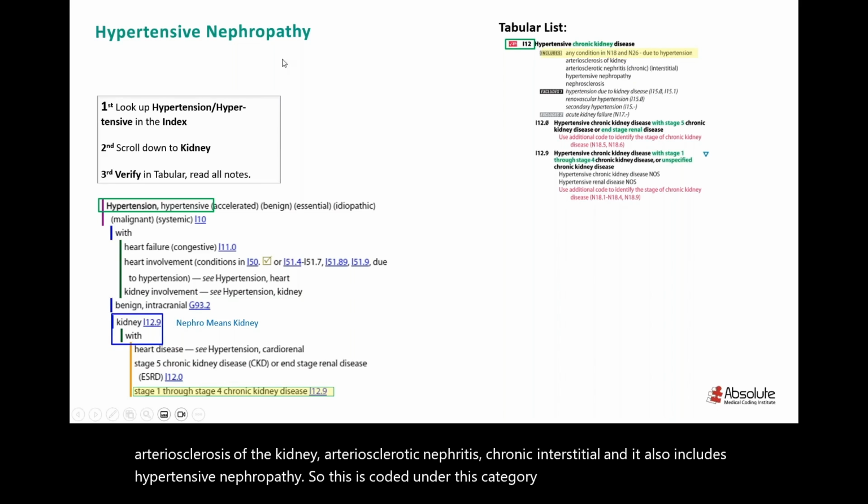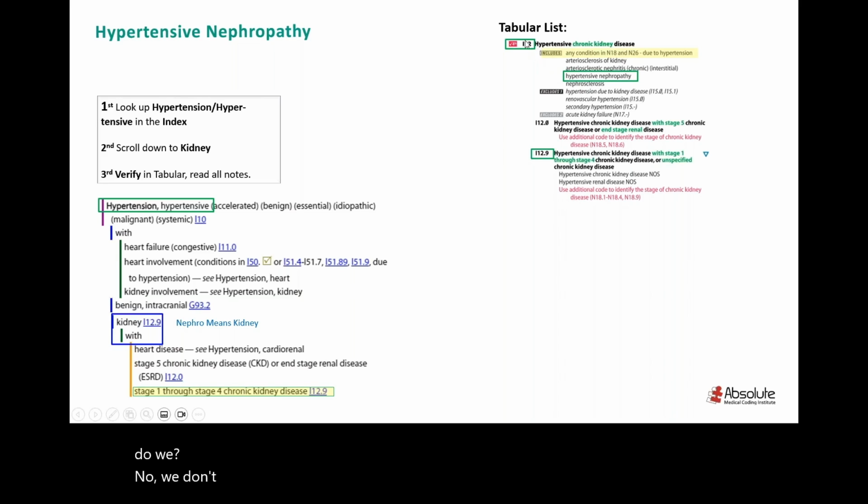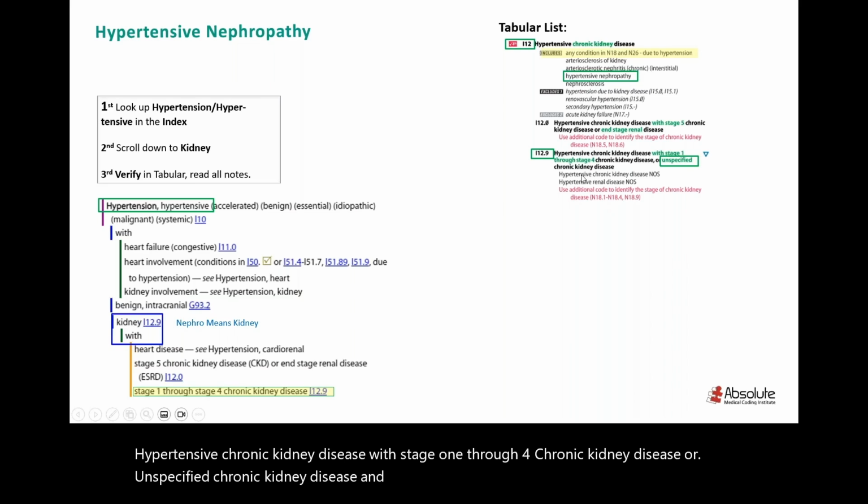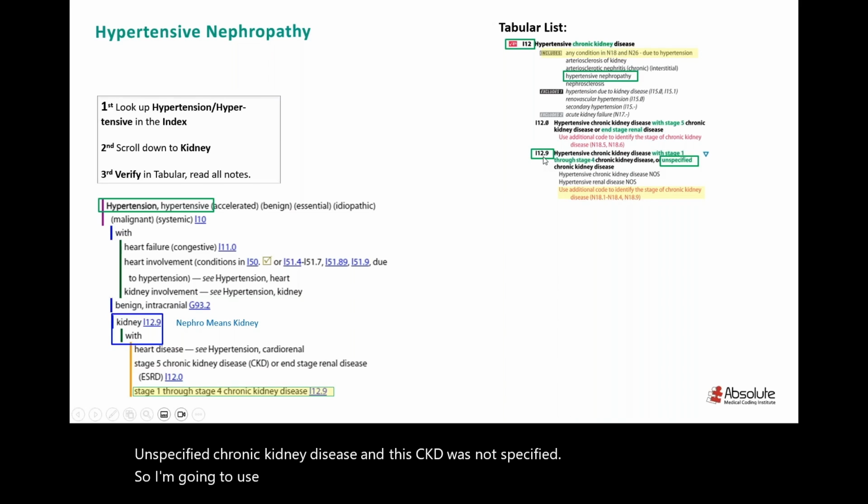So we don't know the stage, do we? No, we don't know the stage. So I'm going to use I12.9, hypertensive chronic kidney disease with stage 1 through 4 chronic kidney disease or unspecified chronic kidney disease. And this CKD was not specified. So I'm going to use I12.9 as my code.